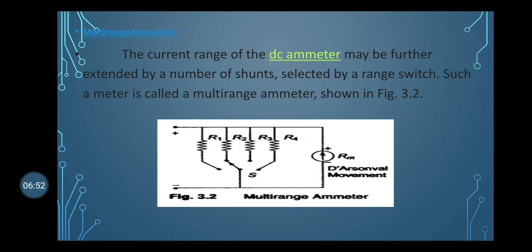Such a meter is known as the multi-range ammeter, and these different resistances are connected through the shunt switch, that is a selector switch. When the selector switch selects a particular value of resistance, we can get the particular value of current for the meter.